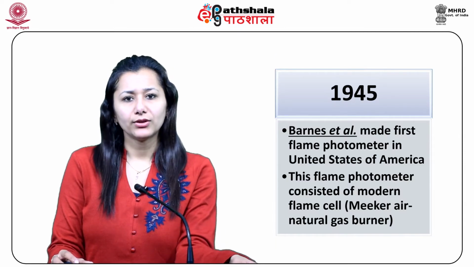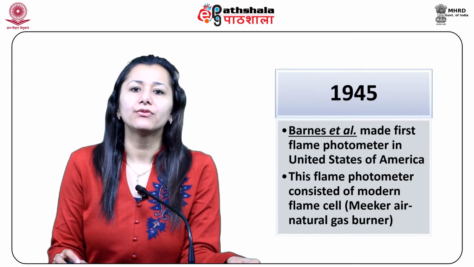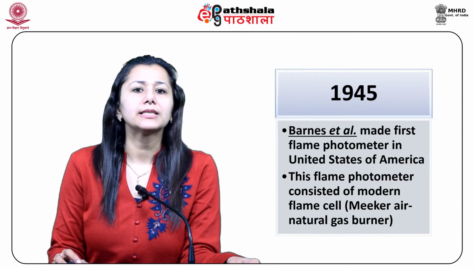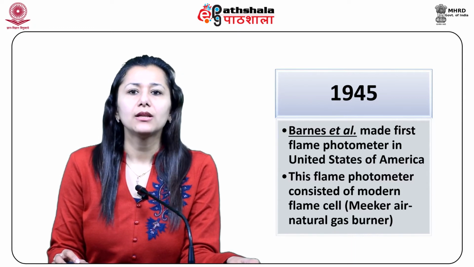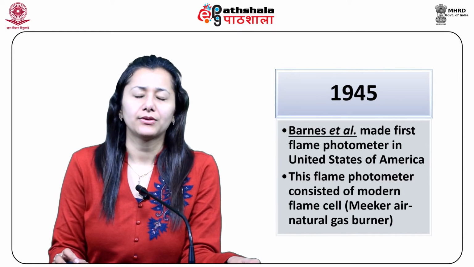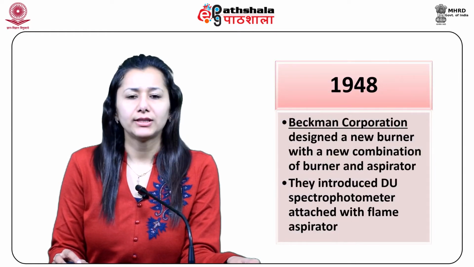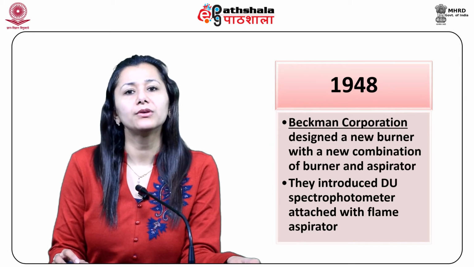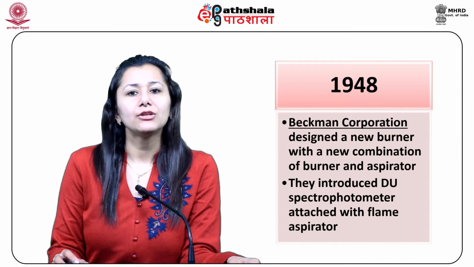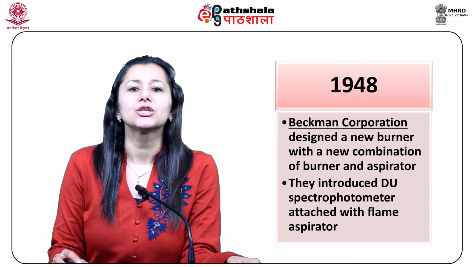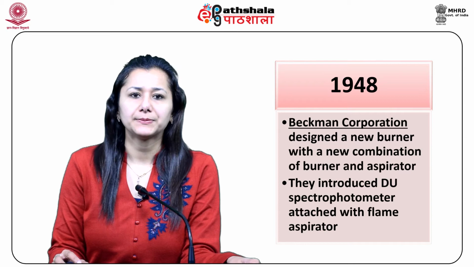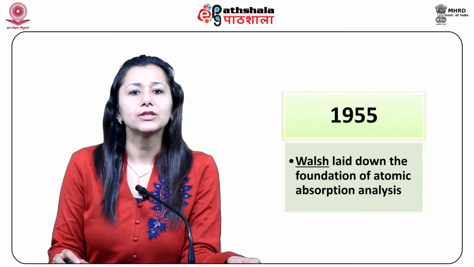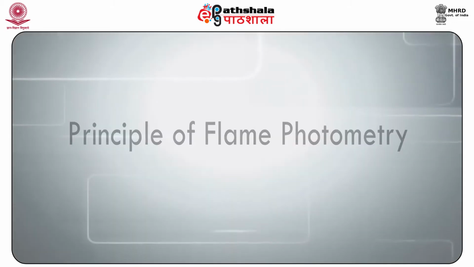In 1945, Barnes et al. made the first flame photometer in the United States of America. This flame photometer consisted of a modern flame cell and a Meker air natural gas burner. In 1948, Beckman Corporation designed a new burner with a new combination of burner and aspirator. They introduced the DU spectrometer attached with a flame aspirator. In 1955, Walsh laid down the foundation of atomic absorption analysis.